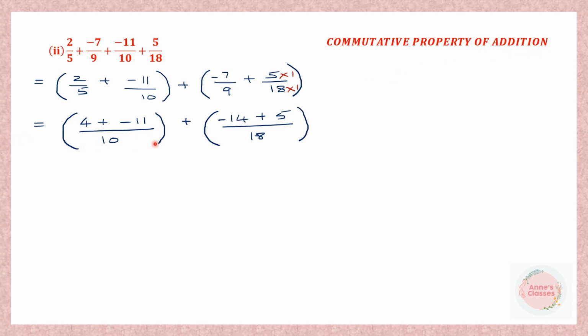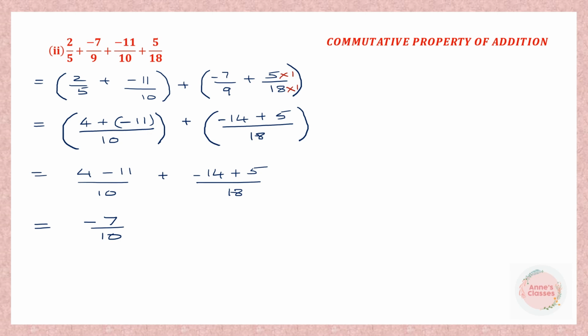So here let's continue with this one. Let's put it within brackets. Now let's remove the brackets. It becomes 4 minus 11 by 10 plus, this is minus 14 plus 5 by 18. Now here signs are different. One is plus, one is minus. So we need to put the sign of the bigger number, minus, and subtract 11 minus 4, which is 7. So minus 7 by 10.